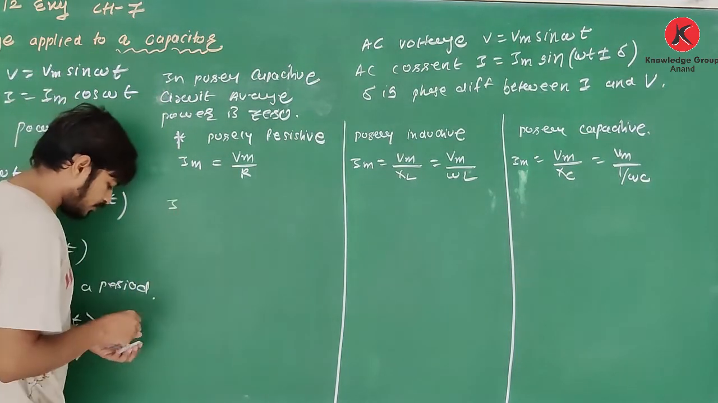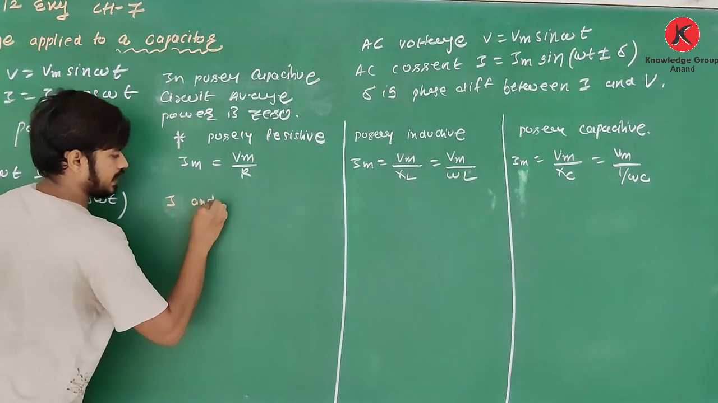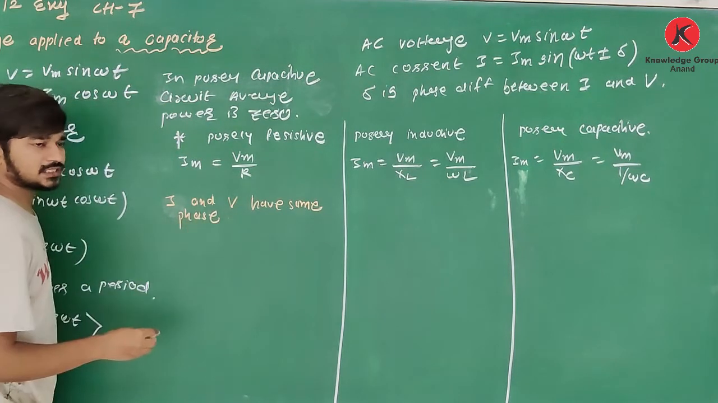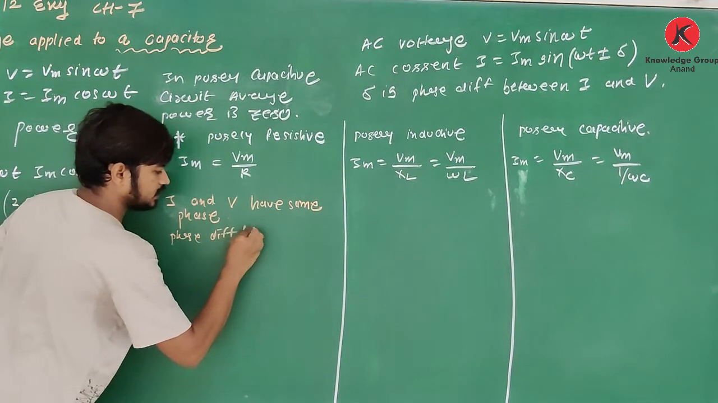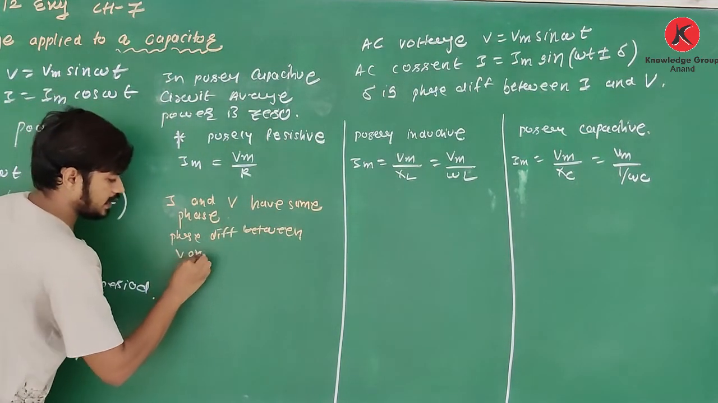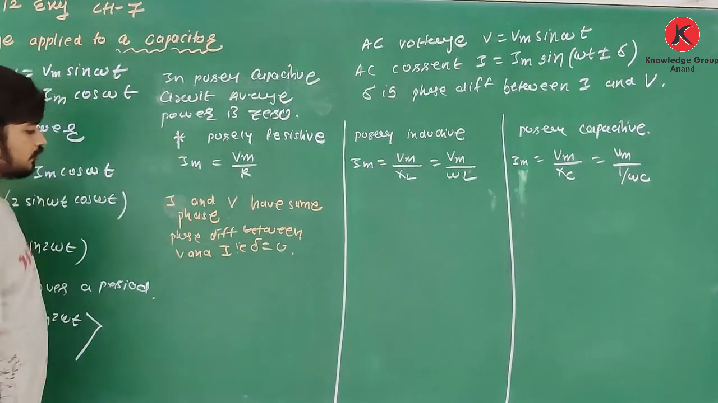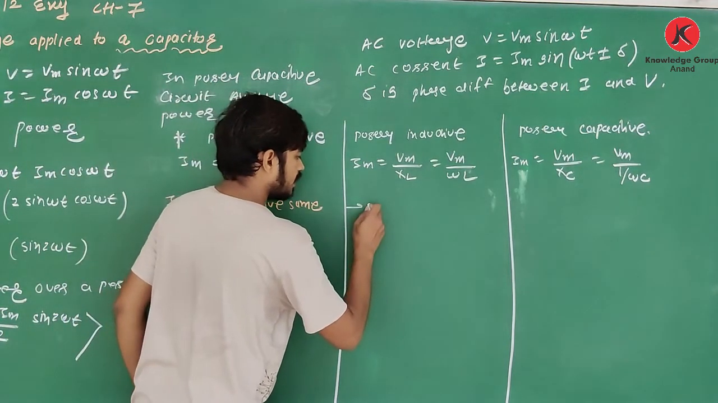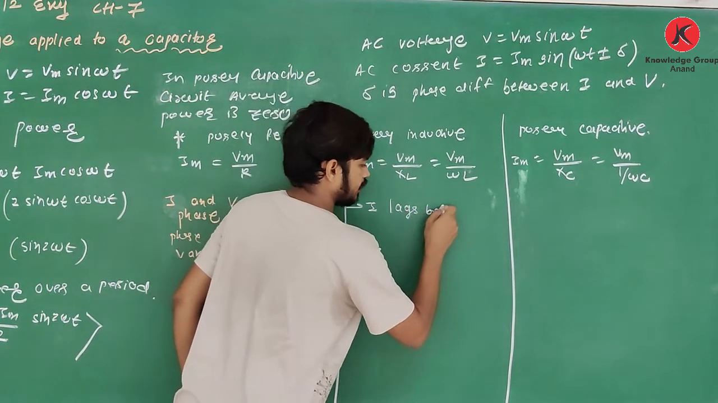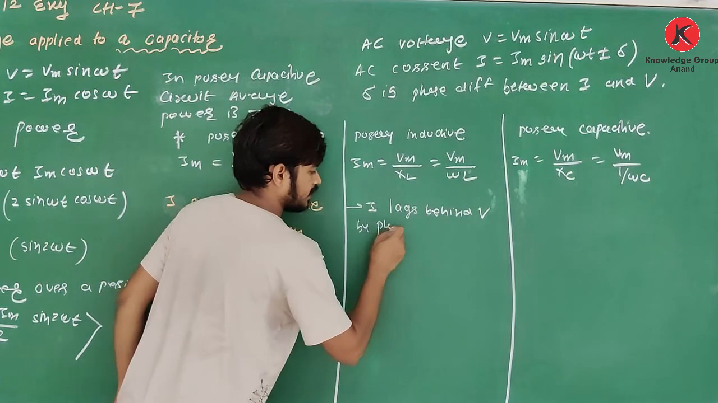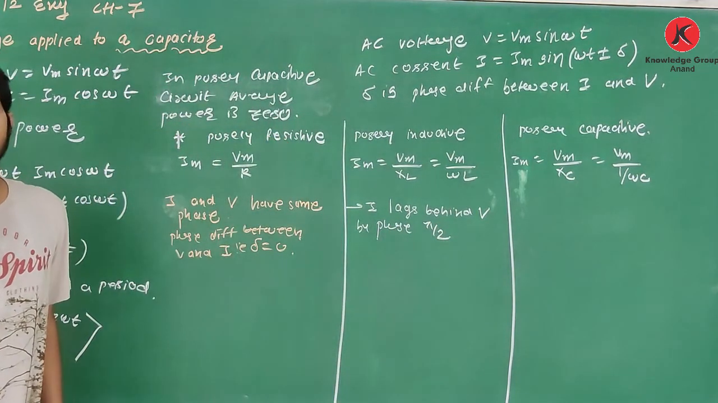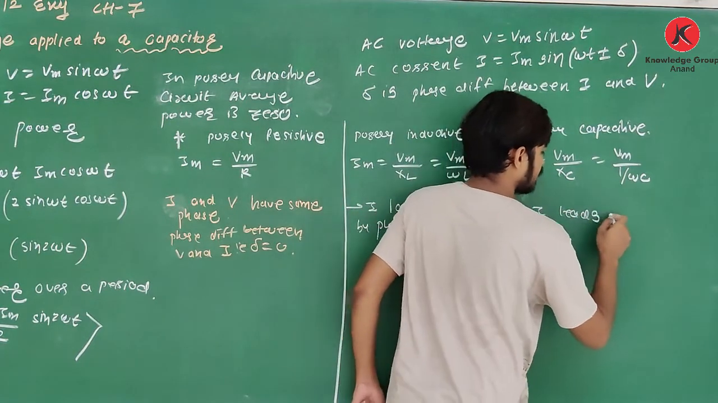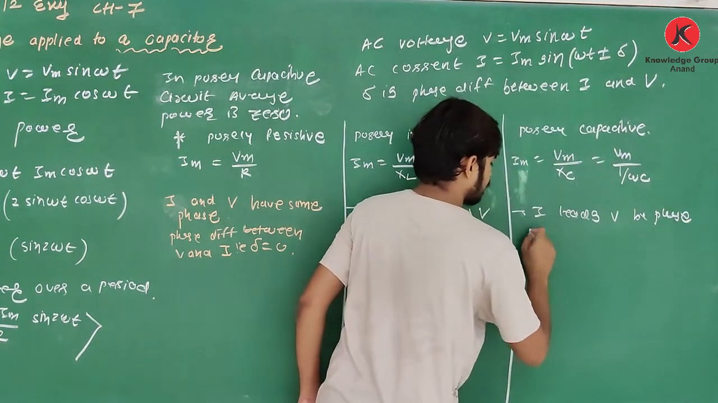In the resistive case, I and V have the same phase. Same phase means the phase difference between V and I, that is delta, is equal to 0. Clear about this? Okay. In a purely inductive circuit, I lags behind V by phase pi by 2. Yes or no? Yes, it is. While in the capacitive case, I leads V by phase pi by 2.